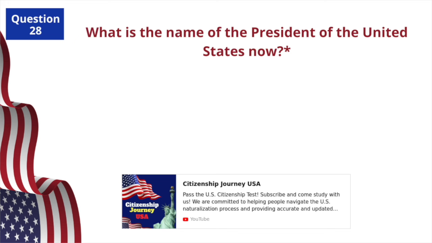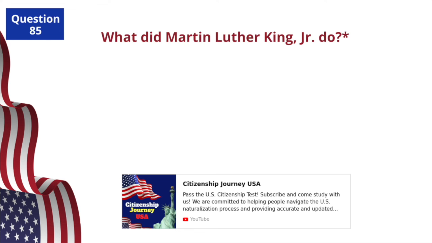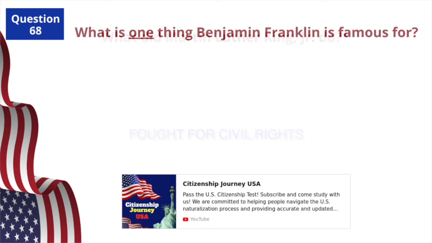What is the name of the President of the United States now? Joe Biden. What did Martin Luther King Jr. do? Fought for civil rights. What is one thing Benjamin Franklin is famous for? U.S. diplomat.